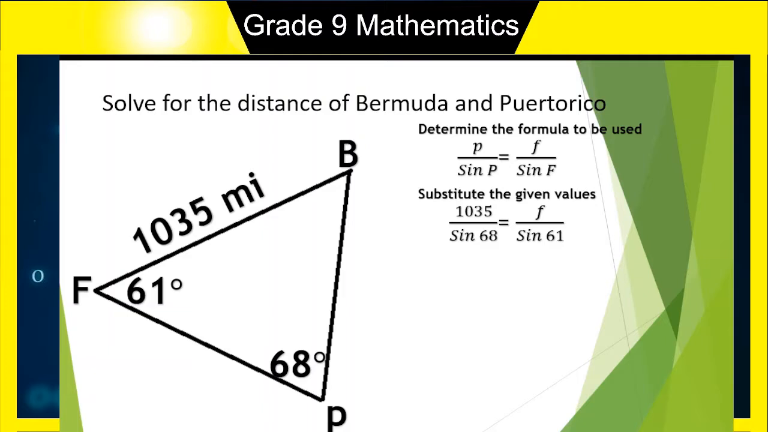the given values. So from P, we substitute it to 1035. From sine P, we substitute it to sine 68. Then F is missing, divided by sine F, which becomes sine 61. Then afterwards, what you will do is to cross multiply and then equate it to F. So therefore, we have 1035 times sine 61 over sine 68.